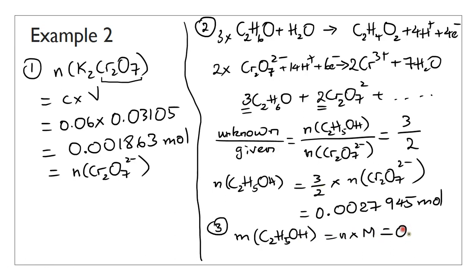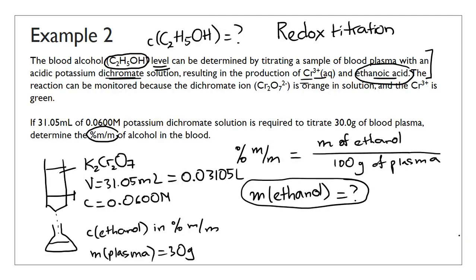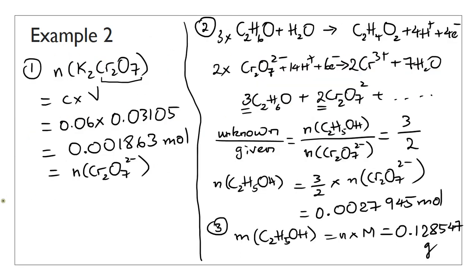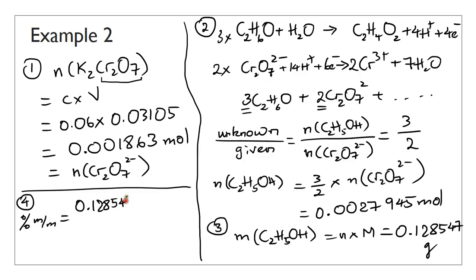So you're going to have 0.128547. This is already a good sign that it is smaller than the other mass, I think 30 grams. If you get 40 grams of ethanol in 30 grams of blood plasma, you've done something wrong. So the last thing I'm going to do is find the percentage mass by mass. I just need to find the percentage of this mass in 30 grams. So 0.128547 over 30, and then I times it by 100 to get the percentage.